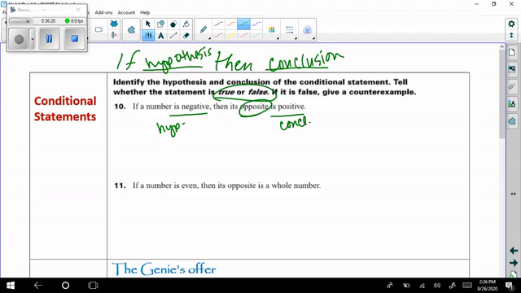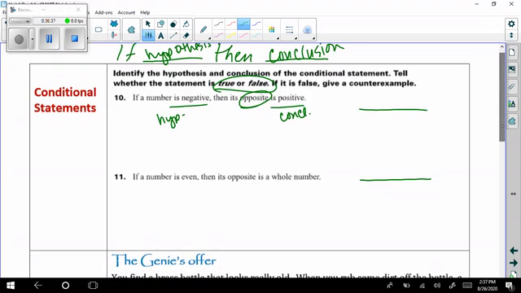If a number is even, then the opposite is a whole number. Underline the hypothesis and the conclusion, label them, and tell me if it's true or false. So true or false, and then underline it and identify for me. Do those in your Pear Deck, please.